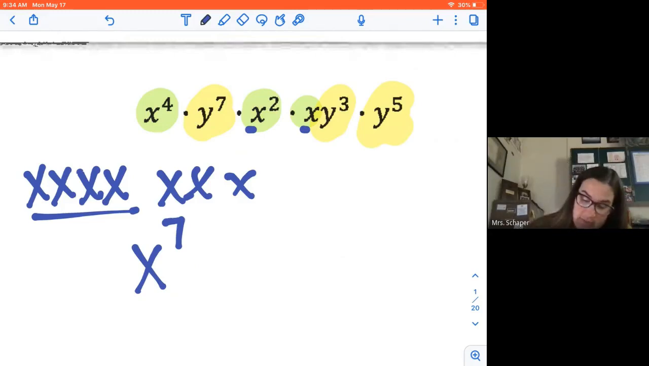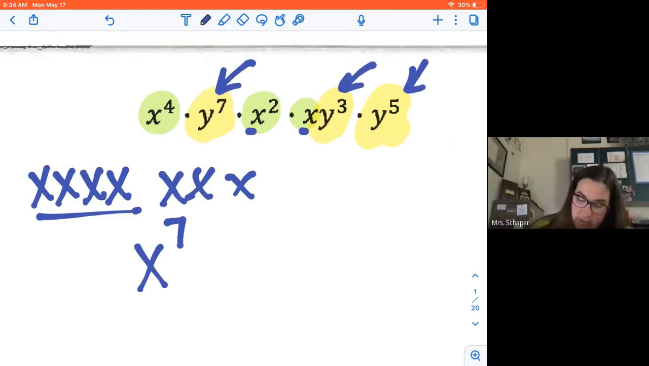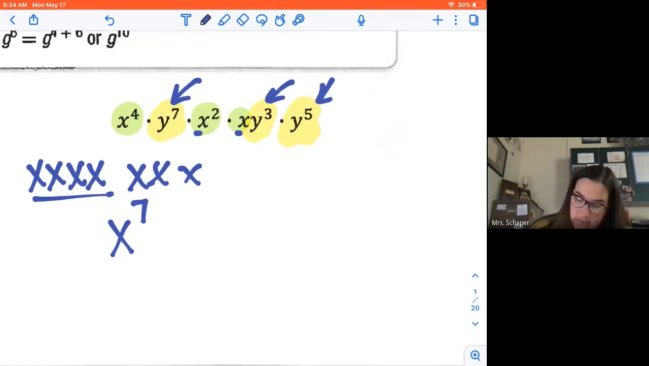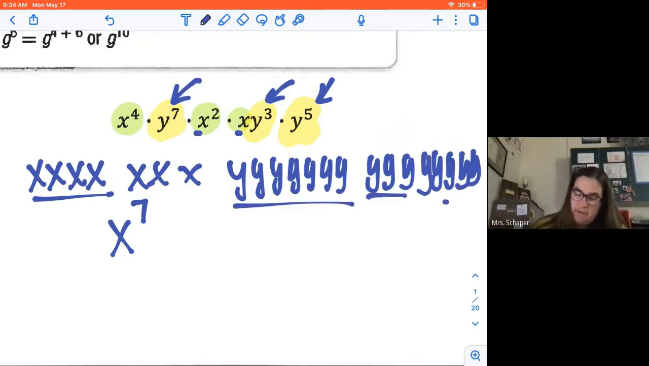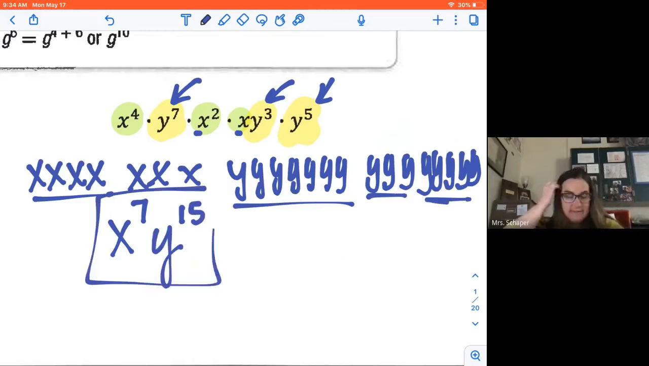Then I'm going to do the same thing with my y's. I have 7, 3, and 5. So altogether, I have 15. And so I have x to the 7th, y to the 15th. Typically, when you write your answers out, you write them in alphabetical order, and you also make sure that you have the correct number. So that's my correct answer.